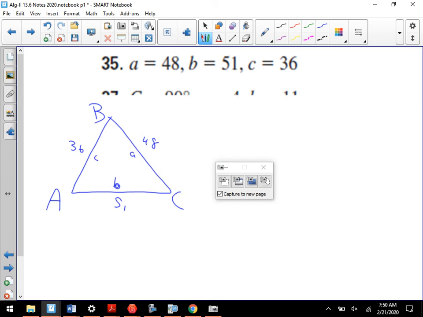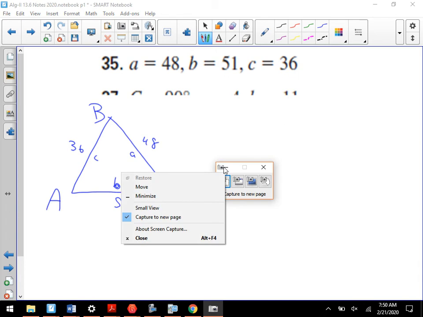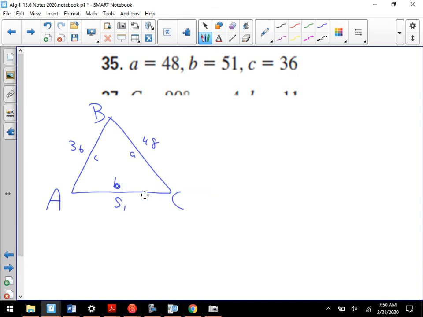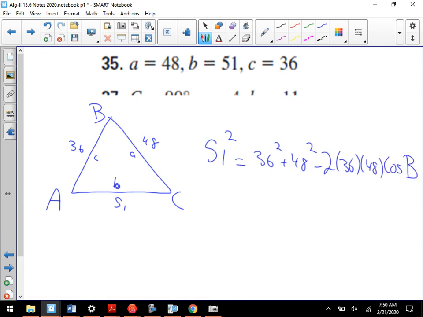What angle do you have to find first? B. Yep, always find the biggest angle first, okay? Always find the largest angle, so we know that b squared, the 51 squared, will equal 36 squared plus 48 squared minus 2 times 36 times 48 times the cosine of b. All right?